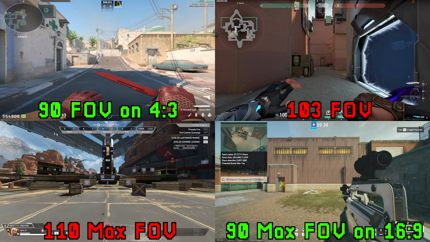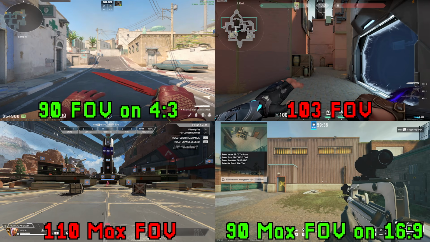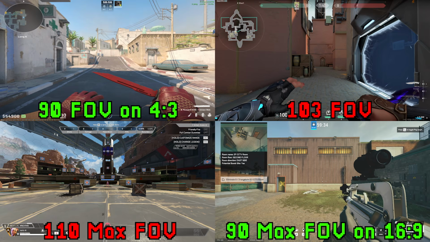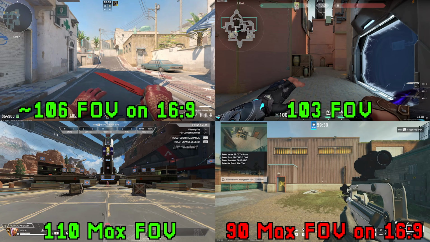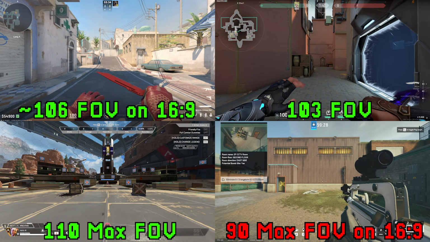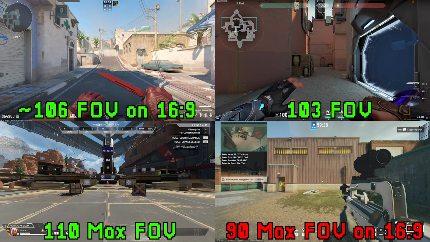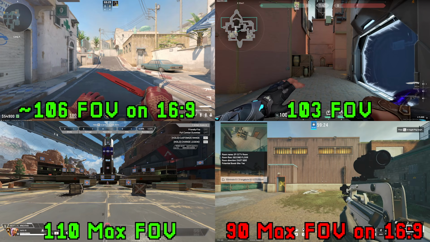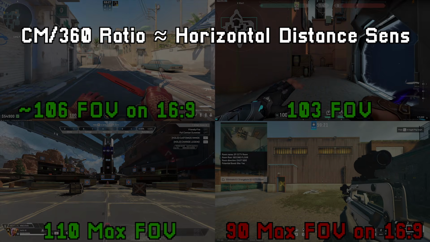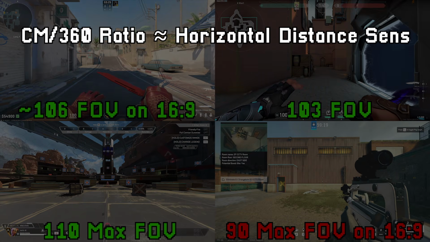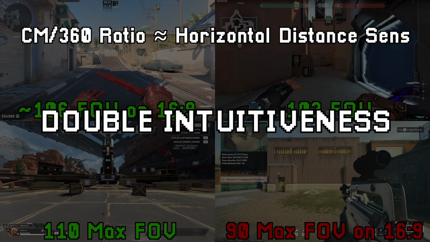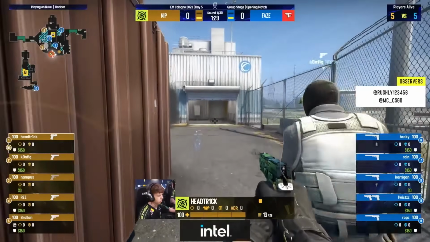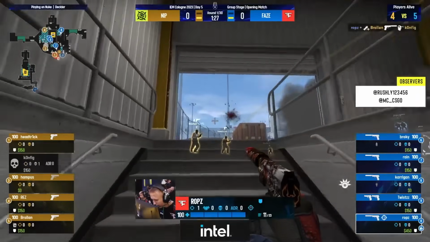And because of this, you also have to factor in that being on 16:9 is going to be a much closer FOV experience compared to other modern first-person shooters who might not have the best stretch resolution support. So having a nearly identical FOV on 16:9 in Counter-Strike makes the equivalent monitor distance sensitivities between games more in line with the same centimeters per 360 sensitivities, which is basically double the intuitiveness. Don't check my math.